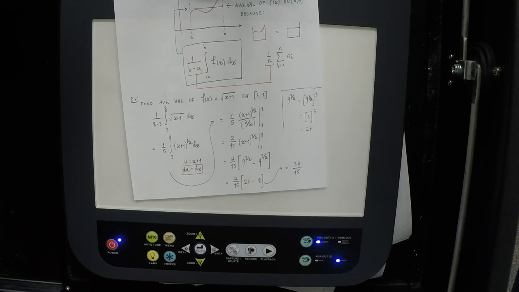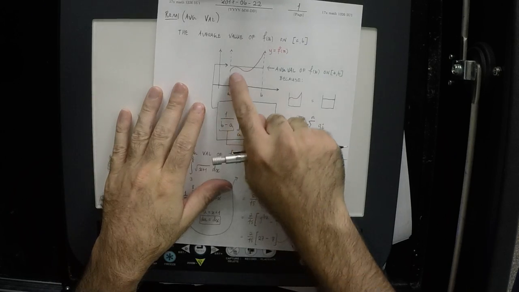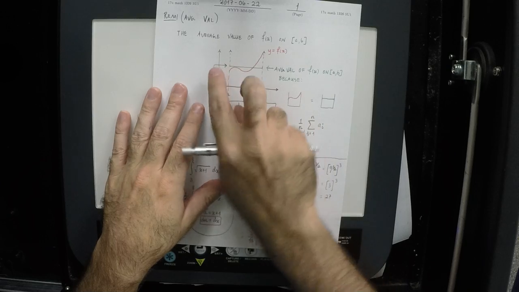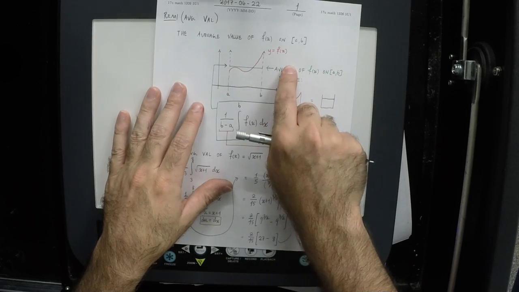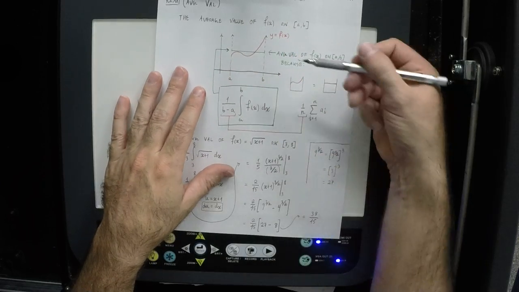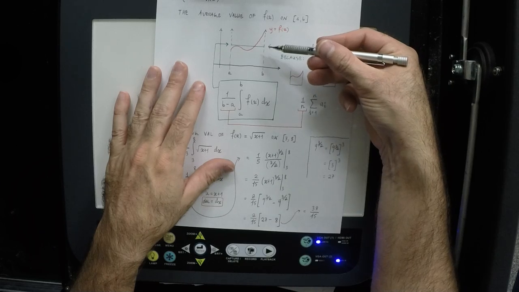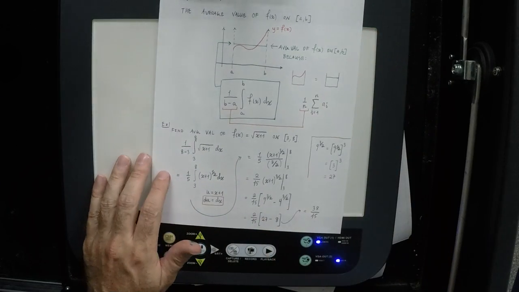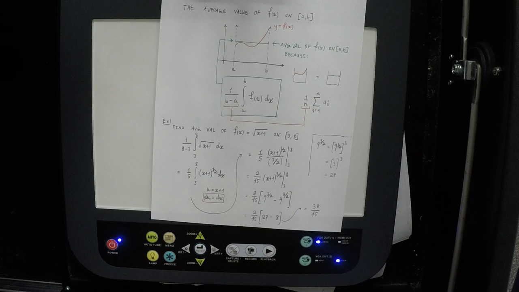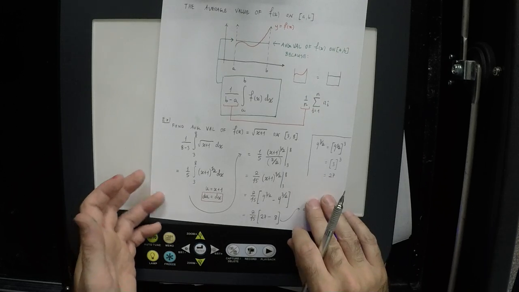So that's saying that you could replace that bendy thing, the graph that's not straight, with a straight graph of height what? 38 over 15, and those two would have the same area under them. Okay, let's try another one.